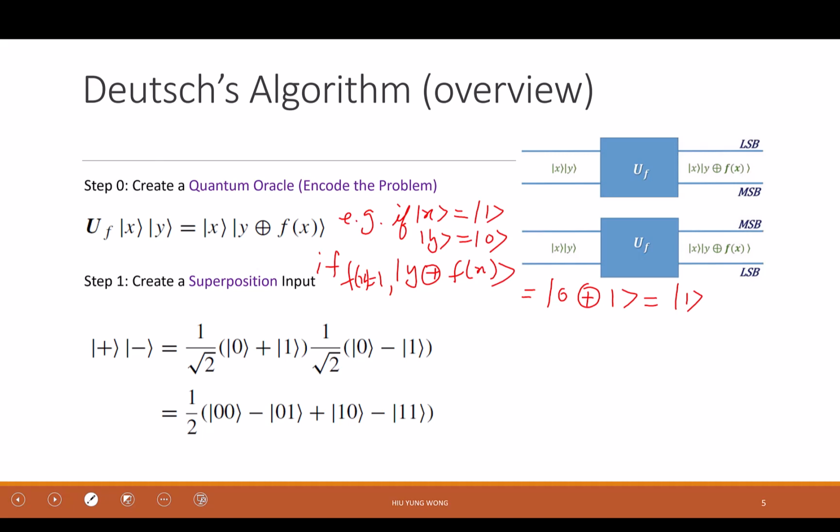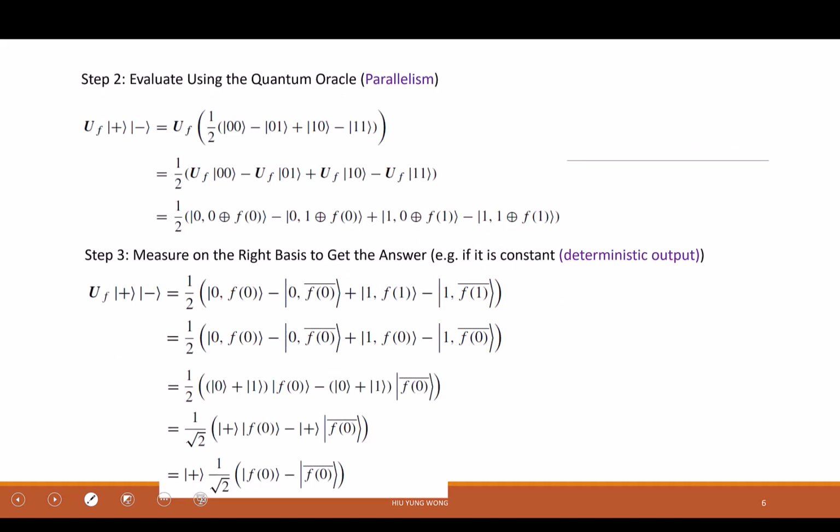Very natural now. If you want to do quantum parallelism, you must create a superposition state. But what type of superposition state really depends on the nature of the algorithm. In this particular case, we choose plus minus. Then you create the superposition of 0,0, 0,1, 1,0, 1,1 with some plus and some minus coefficients. Is that okay? Yeah, so we have superposition.